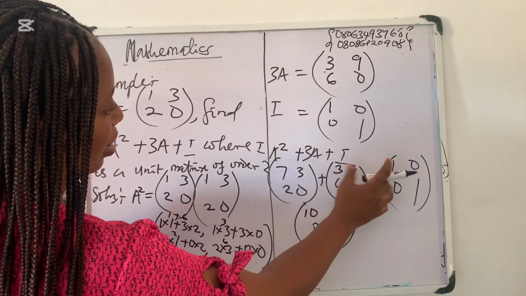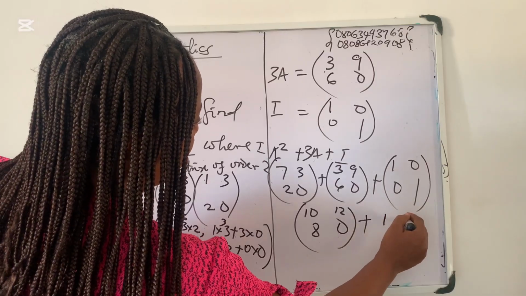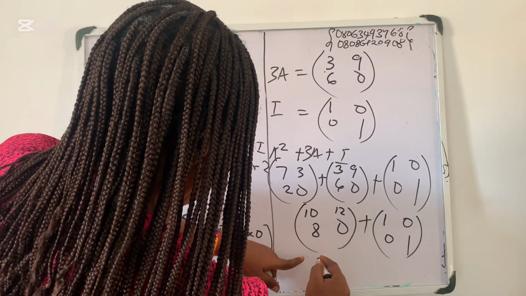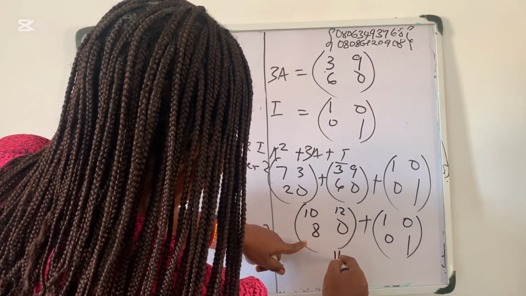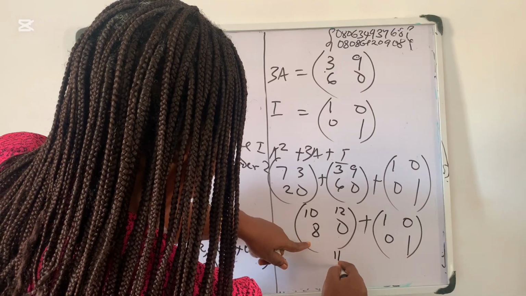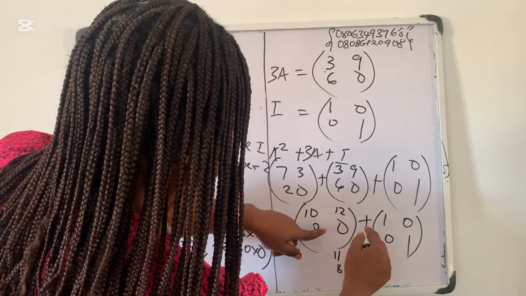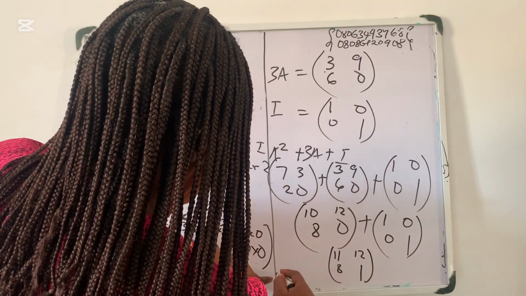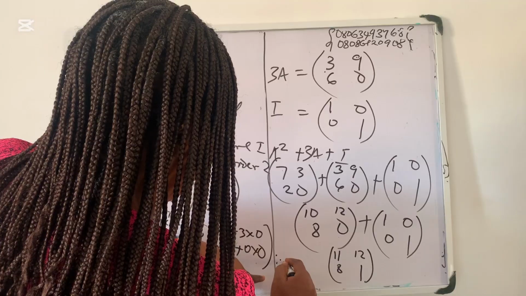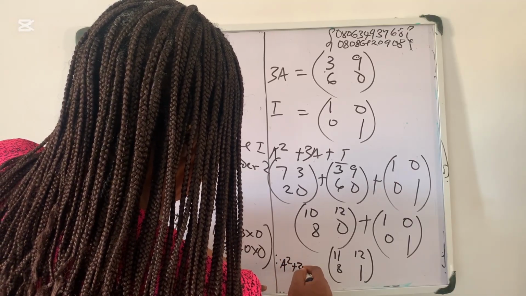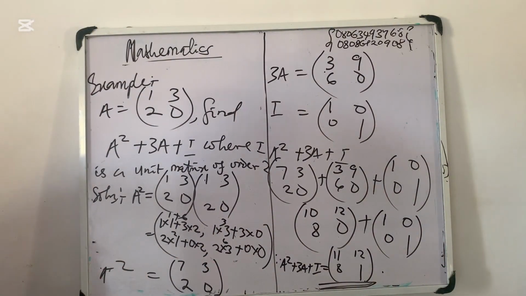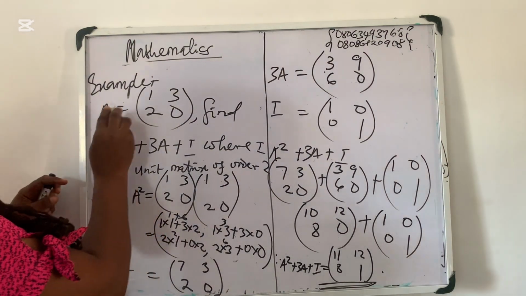We have gotten this. Now, still plus the unit matrix, 1, 0, 0, and 1. Now, we have 10 plus 1 is 11. 8 plus 0 is 8. 12 plus 0 is 12. 0 plus 1 is 1. Therefore, A squared plus 3A plus I is equal to this. Very simple. We have really covered a reasonable ground here.